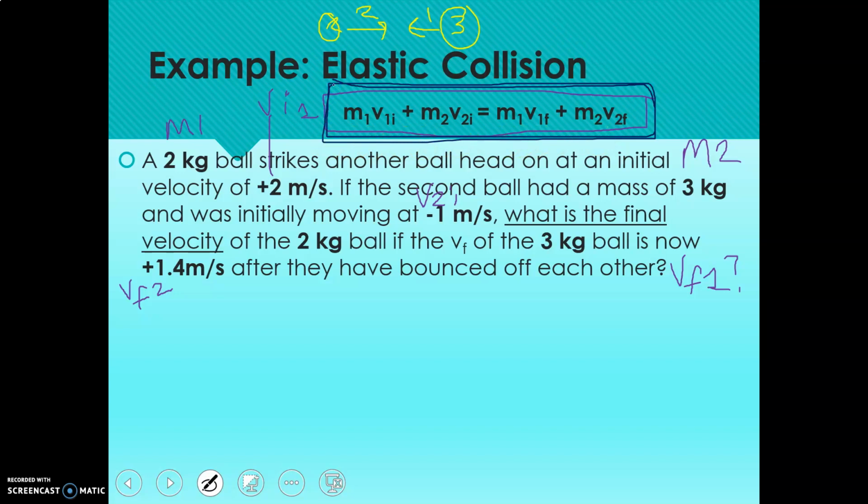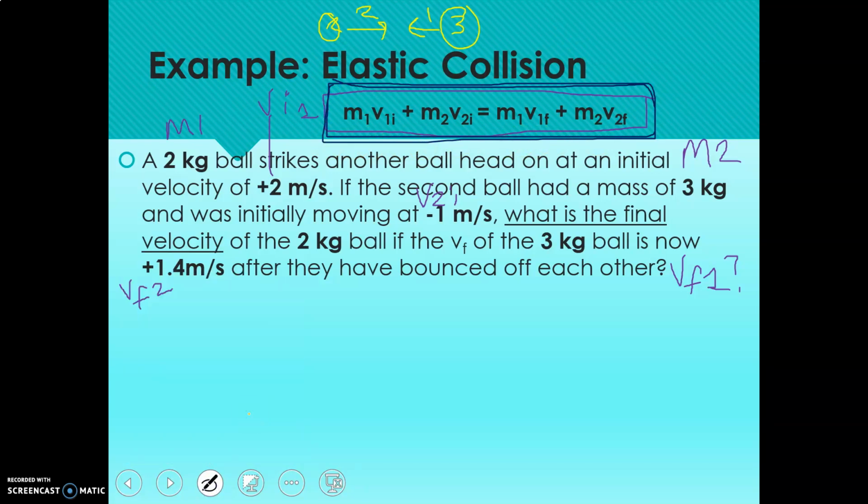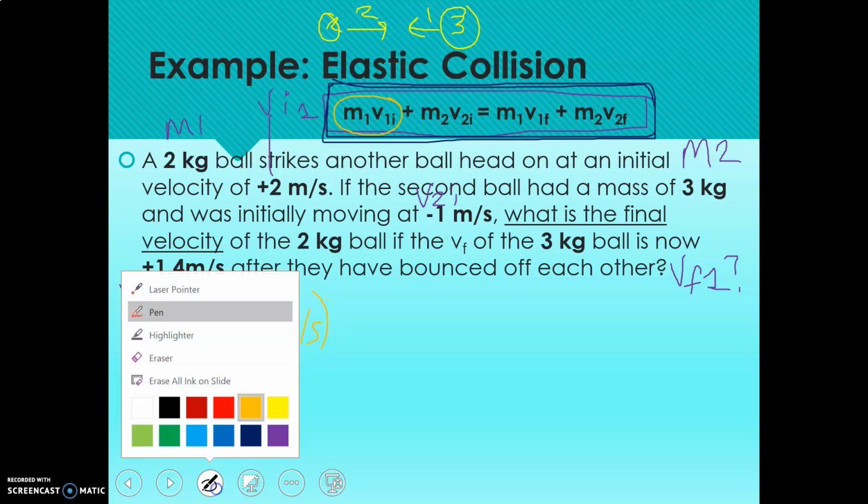So we're just substituting. For this first part, M1 times V1 initial. I know that the mass of the first object was 2 kilograms, so 2 kg, times the velocity that this first object has. And we know that the V1I was positive 2 meters per second, so 2 meters per second. All right, so that's that first part.